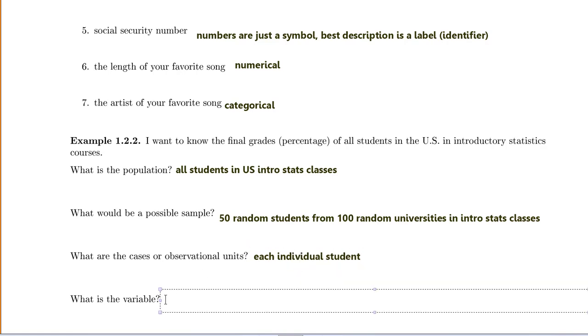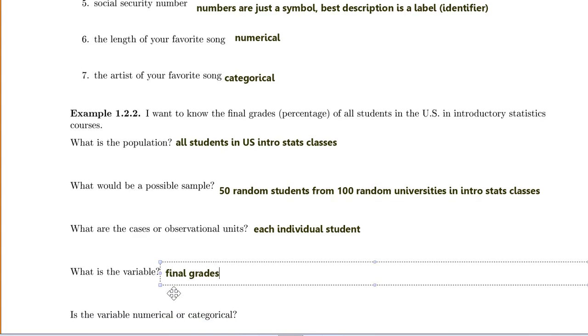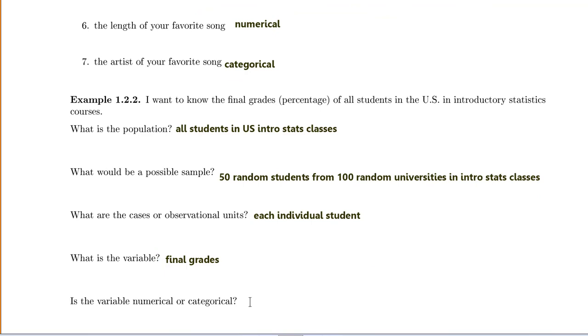And what is the variable? The variable would be the final grades. That's what you want to know about. And would that variable be numerical or categorical? Well, this depends. Oh, no, it doesn't. I said up above, I told you I want to know the final grades as a percentage. So if we're talking about the percentage, then that would be numerical. If I'd taken a letter grade like A, B, C, D, then that would be categorical. But since I said percentage, that is numbers.